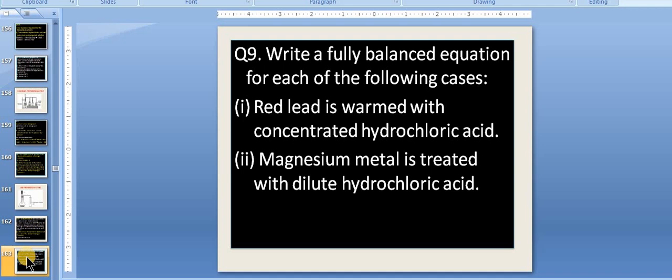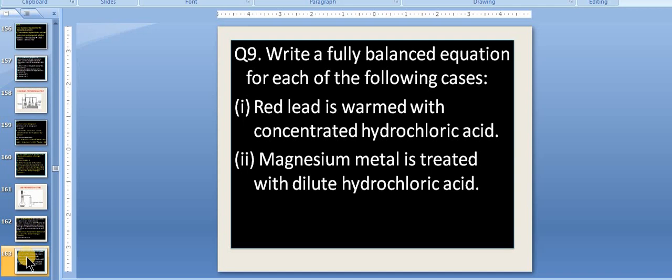Pb3O4 is oxidizing agent or reducing agent? Can you please write? Yes, oxidizing agent. It means the same reaction will take place. HCl when reacted with Pb3O4 will give us PbCl2, water, and chlorine.